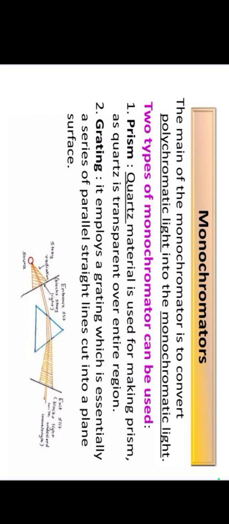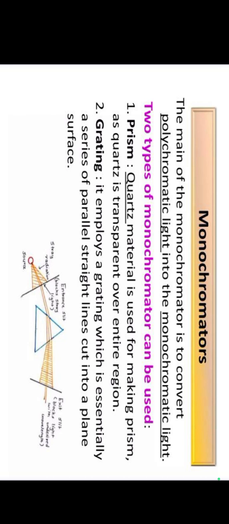Next, the monochromator. The monochromator is the main device in flame photometry. It is a device which converts a polychromatic beam into a monochromatic beam. There are two types of monochromator we use: one is the prism monochromator, and the second is the grating. The prism monochromator is made of quartz and hence is transparent in nature. It is most commonly used in many instruments.